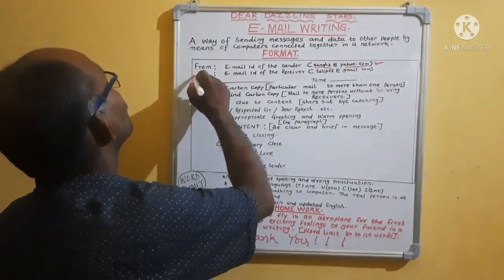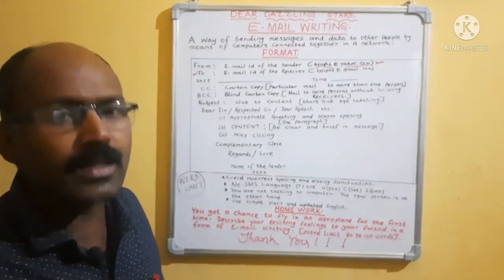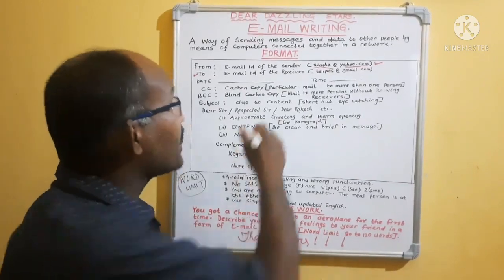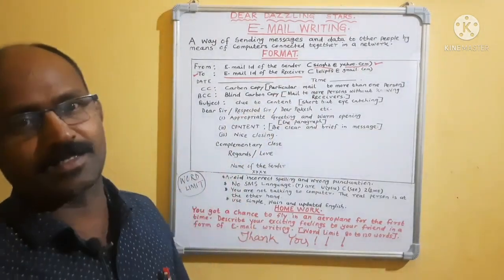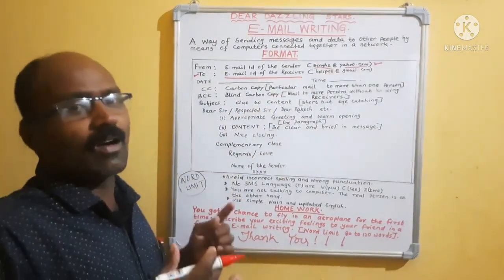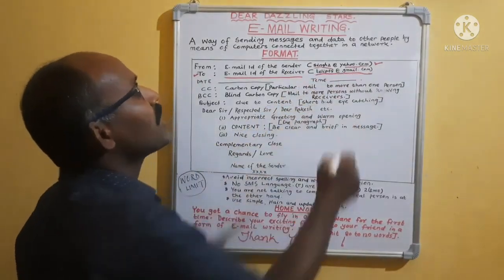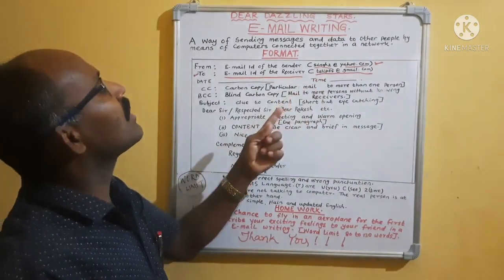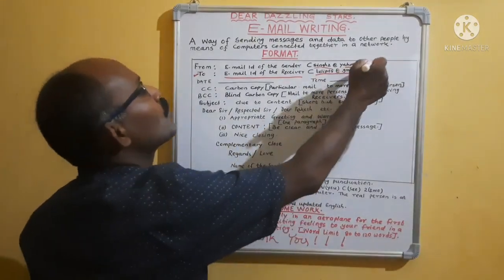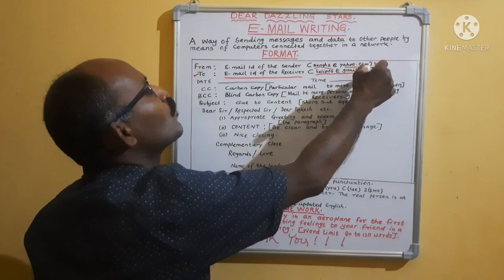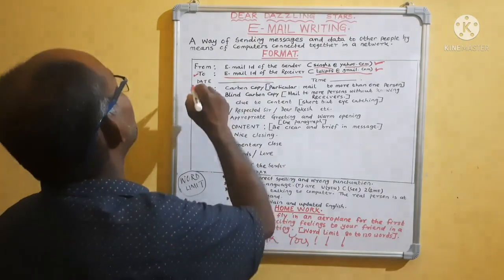Then, to whom are you sending the email? Suppose you are sending an email to me. That means you have to write my email ID, the email ID of the receiver, who receives it. His or her email ID is required. For example, telly05@gmail.com. In this way, you should know your own email ID, and to whom you are sending, you should know his or her email ID.